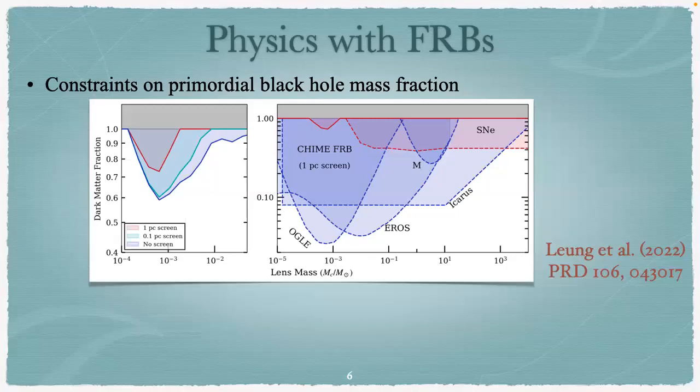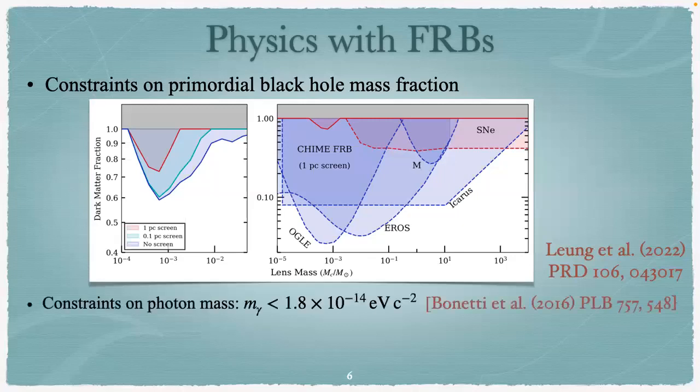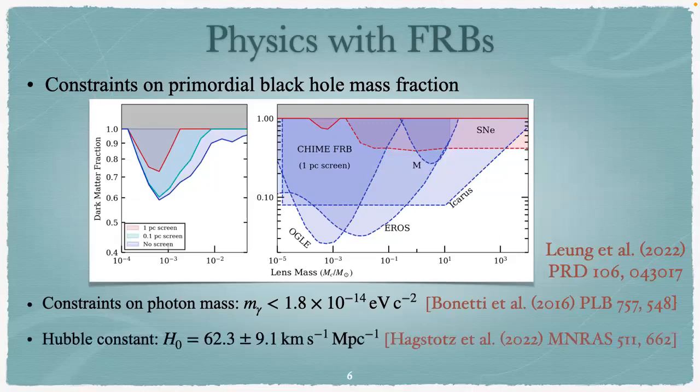So this is a very recent work. Similarly, people have given some constraints on photon mass. It's a little bit old paper. You can see this is basically the limit. And similarly, for the Hubble constant, people have also given some limit in this kind of paper.